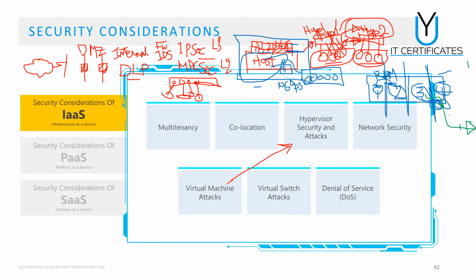I just want to highlight something here, my friends. When we are saying virtual switch, we have a switch, and of course you know that it works in layer 2 or layer 3. It depends. Is it layer 2 or layer 3? It depends upon the layer the switch is working in, and the attacks depend upon the layer it's working in.